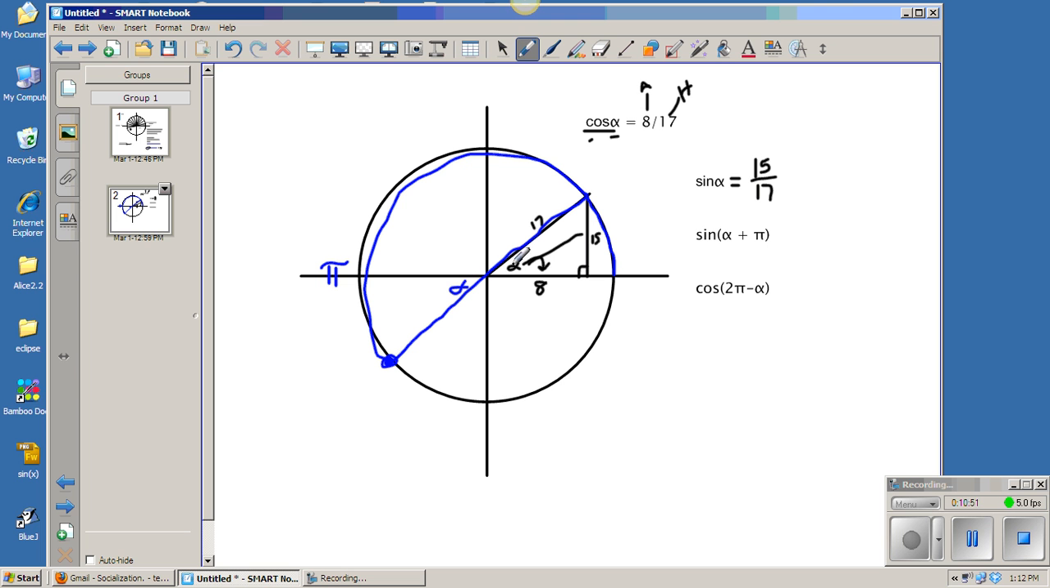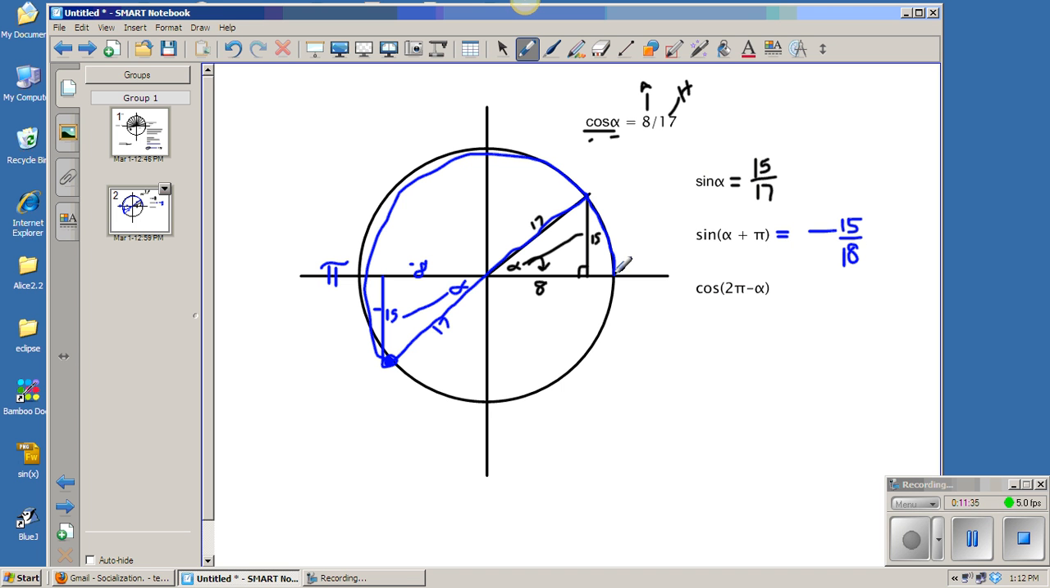Remember, I have vertical angles you learned in geometry class. So the measurements are going to be the same. It's just that the sign will be different this time. So this is still going to be 15 here. This is still going to be 17 here. And this is still going to be 8. It's just that that 8 and that 15 are both going to be negative. So the sine of alpha plus pi, sine is opposite over hypotenuse. That's going to just be negative 15 over 17. I didn't use a calculator. I didn't put anything into my calculator. I'm just looking at those triangles in the circle.